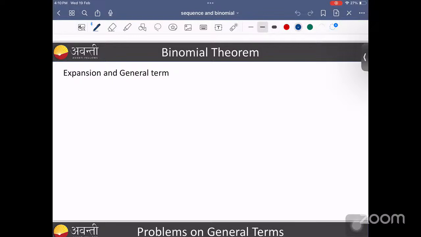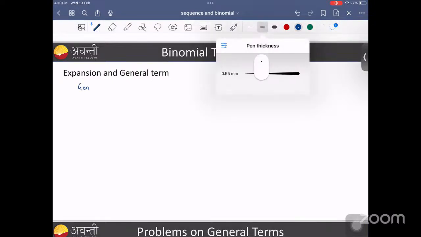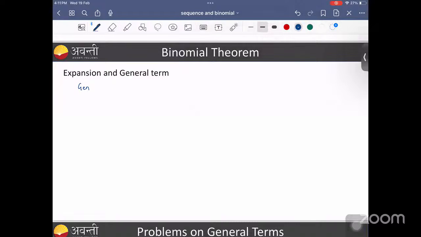So today we will start with a revision of binomial theorem. First of all, two main things that we cover is the general term in the expansion of (x + y) to the power n.